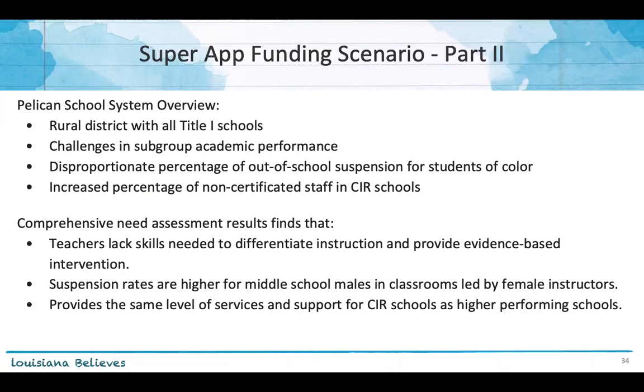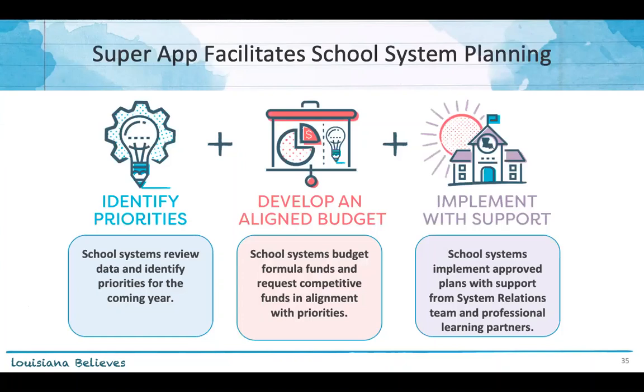Comprehensive needs assessment results find teachers lack skills needed to differentiate instruction and provide evidence-based intervention. Suspension rates are higher for middle school males in classrooms led by female instructors, and the school system provides the same level of services and supports for CIR schools as higher performing schools in the district. Now that we have identified needs, let's take a look at an example of how to move along the continuum of school system planning process to identify priorities and coordinate federal funding to develop an aligned budget.